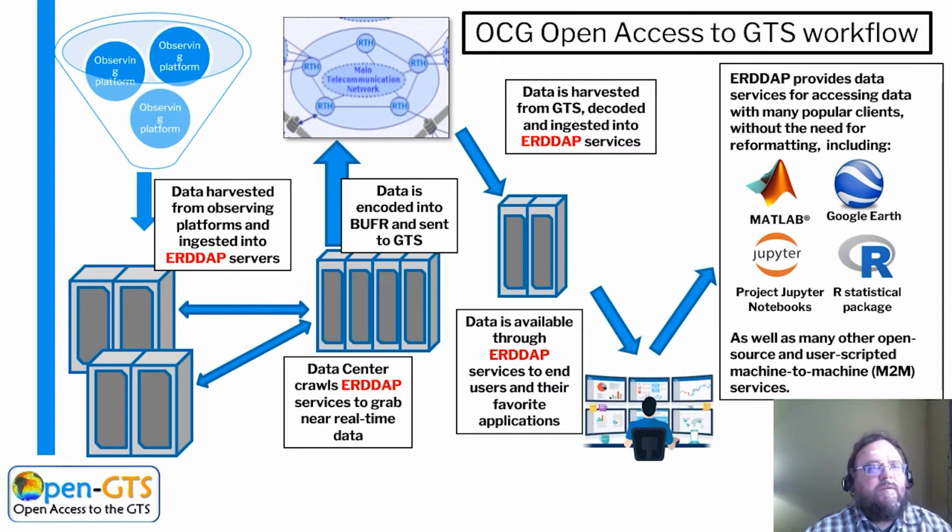So basically, observing platforms are on the left, and you can see their data is downloaded into local services that are served by ERDDAP services. These services are then crawled by a data center to harvest the information, encode it, and send it onto the GTS. The opposite is done to provide access to data on the GTS. That data is pulled off, decoded by the data center, and then ingested into ERDDAP services, making it available to users, to user scripts, and to different software to use this information.